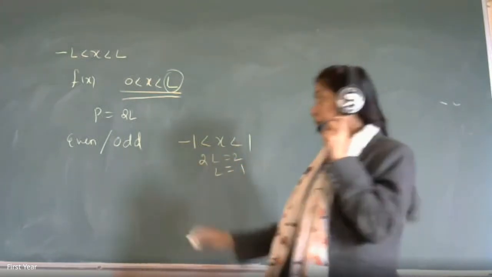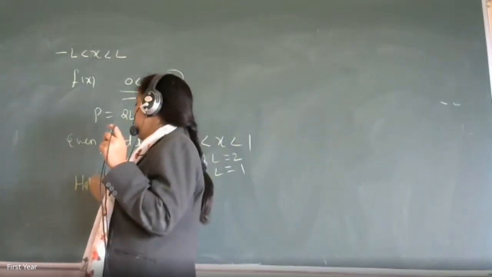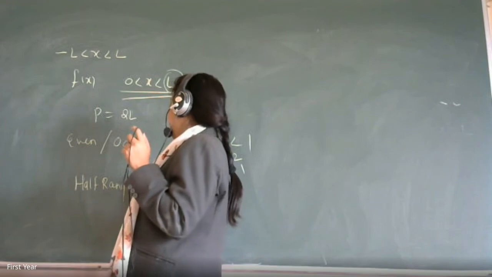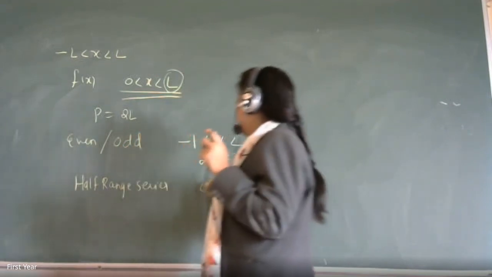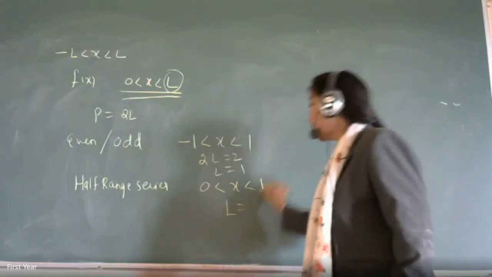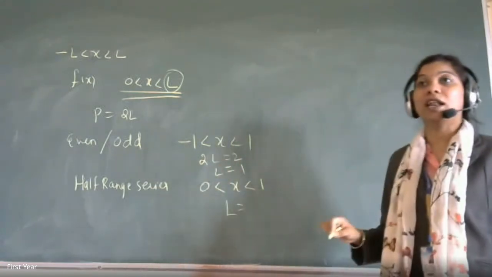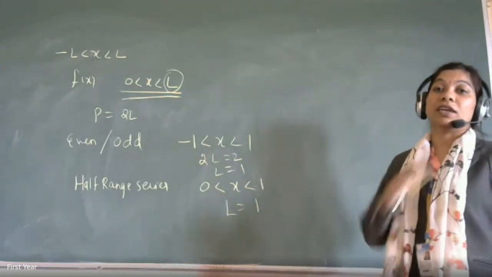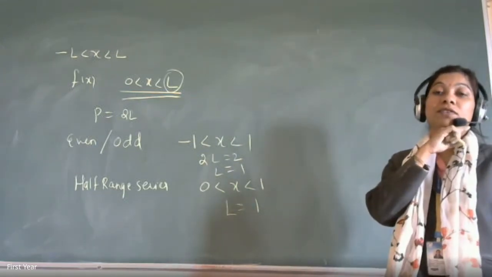But now in half range, what happens? In half range series problems, you will be given 0 less than x less than 1. So what will be L? I'm not going to take upper limit minus lower limit is 2L. No, directly compare the upper limit with L. Is this okay? That's the difference.